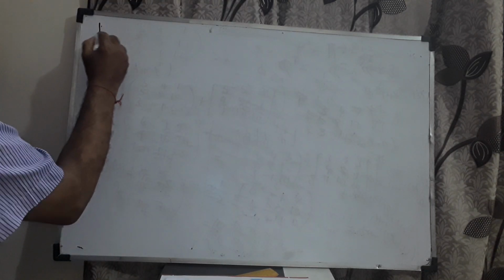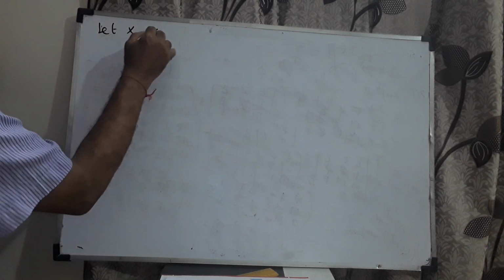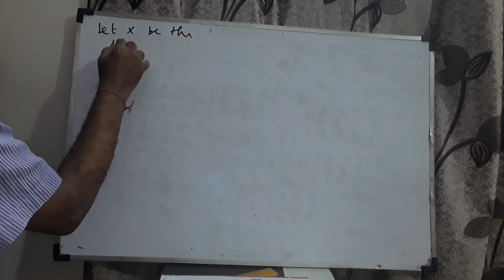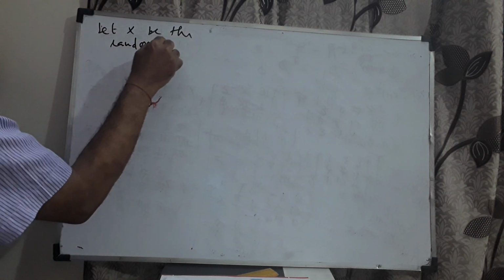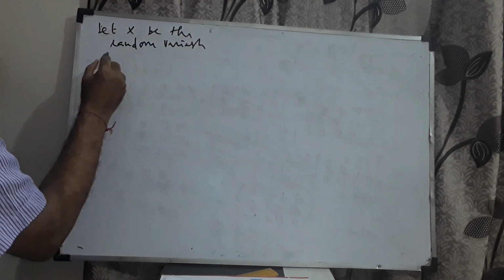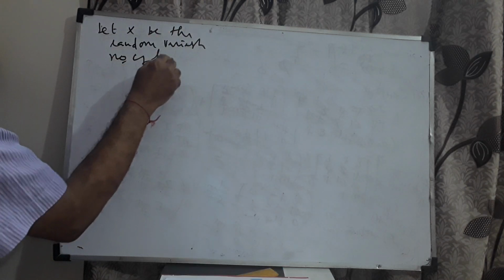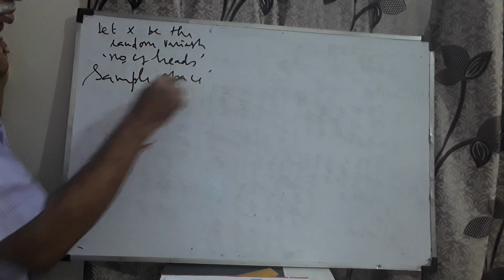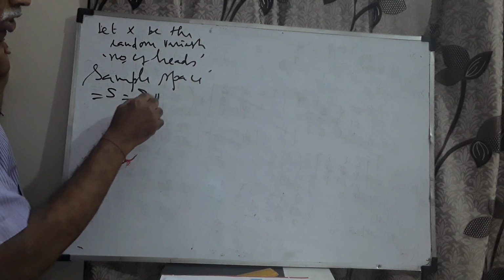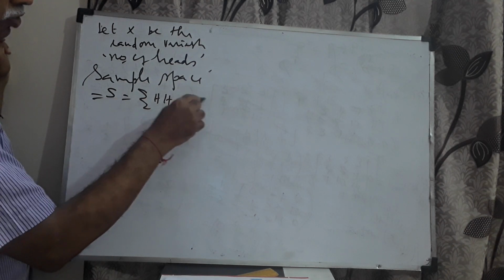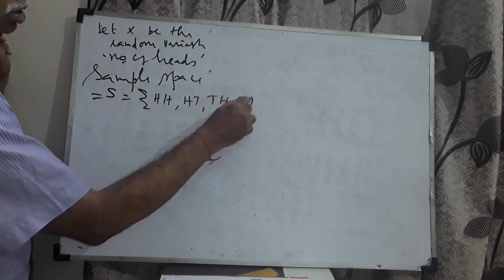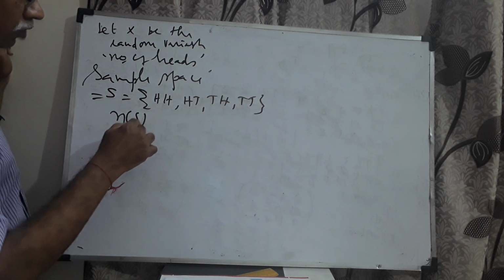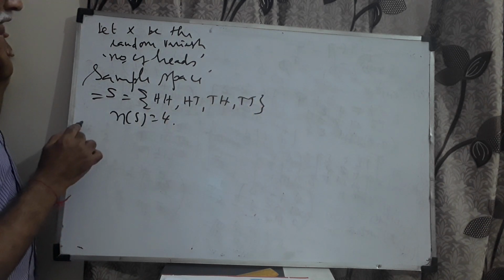Just see the answer. Let x be the random variable, the number of heads. Now the sample space here is HH, HT, TH, TT. For n of S, this is 4 anyway.